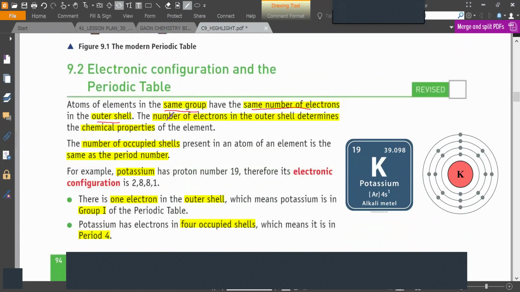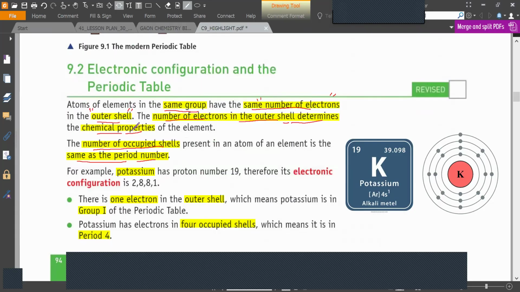The number of electrons in the outer shell determines the chemical properties. So how many outer electrons there are will determine what kind of chemical reactions happen. The number of occupied shells will be the same as the period number.